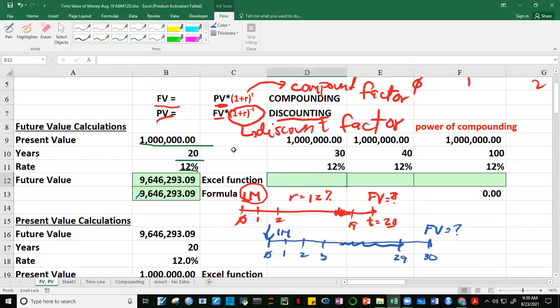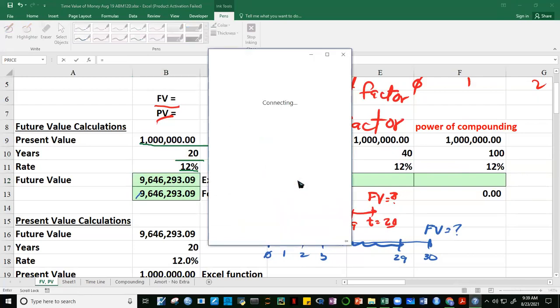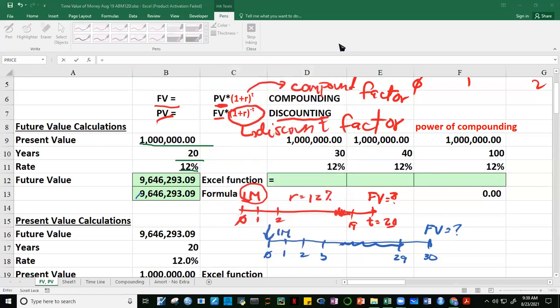Okay, let's take a look at another problem. Parehong problem lang, only that yung years natin, hindi na 20, 30 na to. Tapos ito 40, tapos ito 100. So, basing on this formula, isulat lang natin. Is equal to, I'll just put another negative here, negative FV.